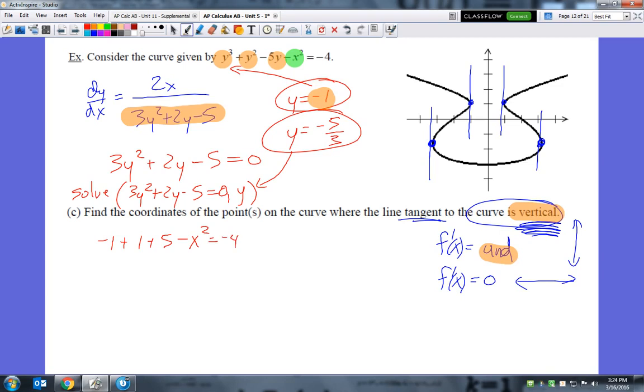So moving stuff around, I have -1 plus 1, that's 0. Then I have 5. I'm going to move the 4 over, so I have 9. And then I have x squared. So x is equal to plus or minus 3. So plus or minus 3 is what you're going to get for x. Let me make sure that I did that correctly. It might be a little bit off. Let me make sure.